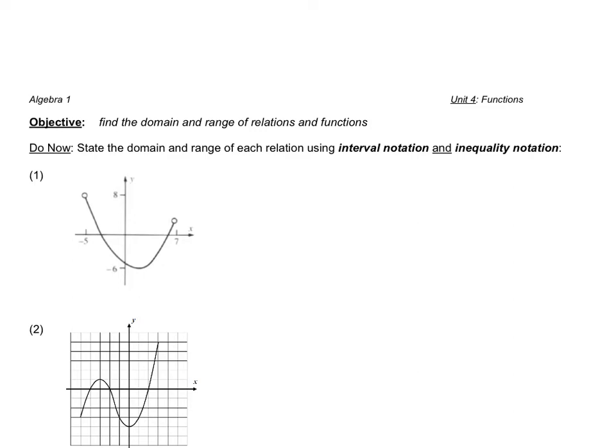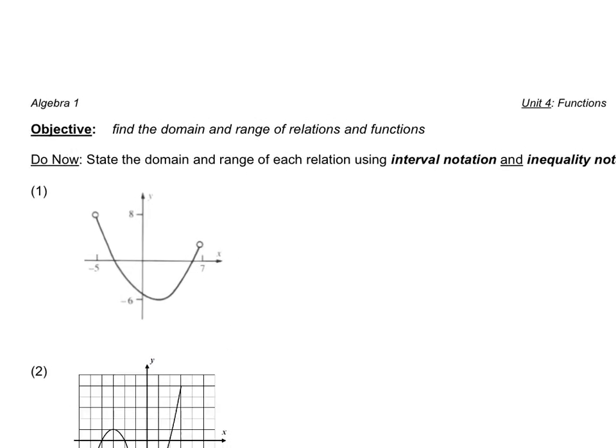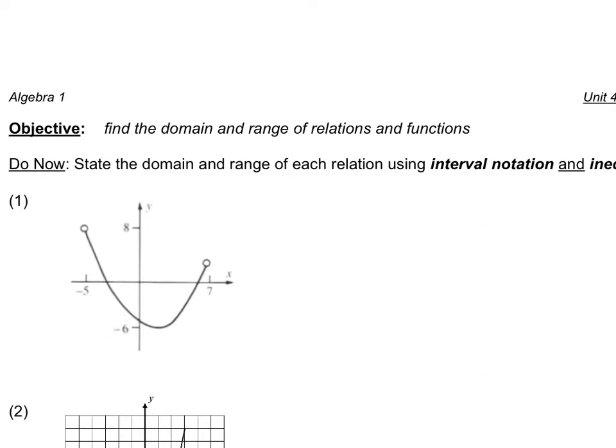All right, folks. So the directions tell us to find the domain and range using both interval notation and inequality notation. All right, so we got a fair amount of writing to do, but it's not crazy. So domain again is just indicating the x values for which the function exists.